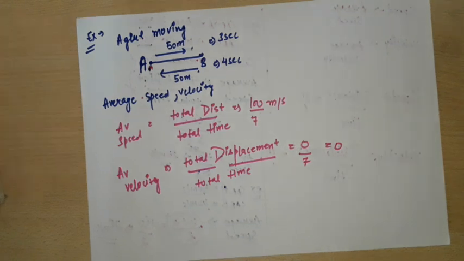So this is average speed and average velocity. And in the next class we'll go for the further topics.